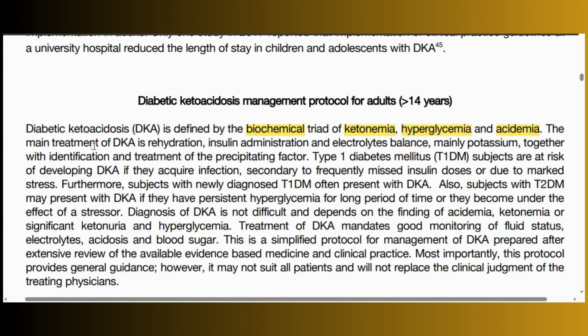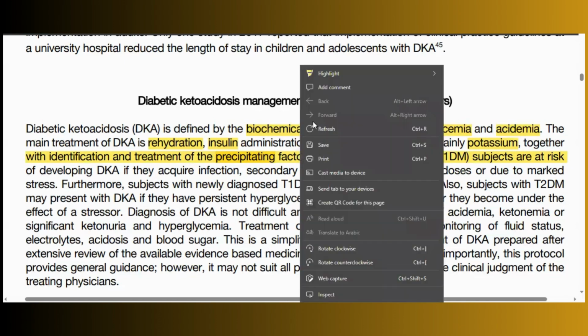The main treatment of DKA is rehydration, insulin, and electrolyte balance, mainly potassium, together with identification and treatment of the precipitating factor. So, the main treatment of DKA is rehydration, insulin, electrolyte balance, mainly potassium, and identification and treatment of the precipitating factor.